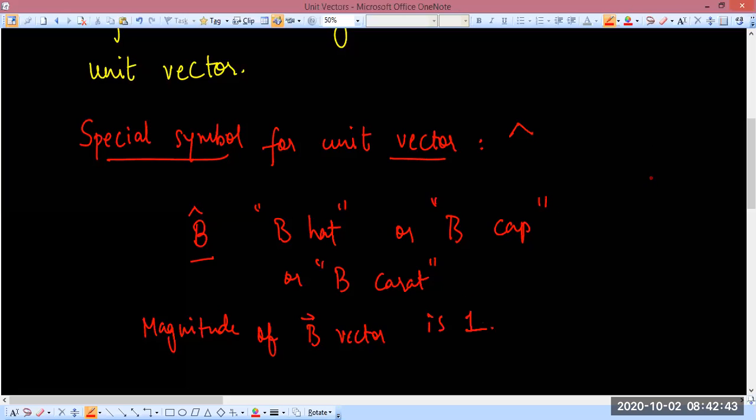Okay. So unit vectors are indicated by this symbol. Please remember that. Unit vectors are indicated by this special symbol. It is a vector, everyone, but a special one. You can say it is the captain of that team, but the smallest captain.